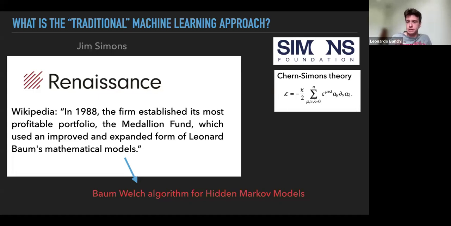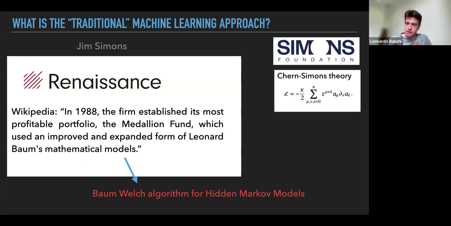The mathematical model is something clickable, and if you click on it, you are redirected to the Baum-Welch algorithm for hidden Markov models. So it seems that they managed to make a lot of money using this technique. It seems that this is one of the most effective traditional machine learning approaches for this kind of temporal problems. So let's try to stick to this language.